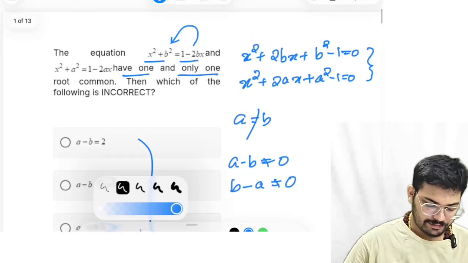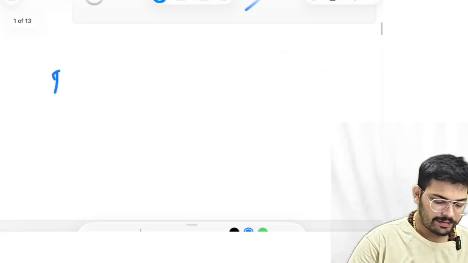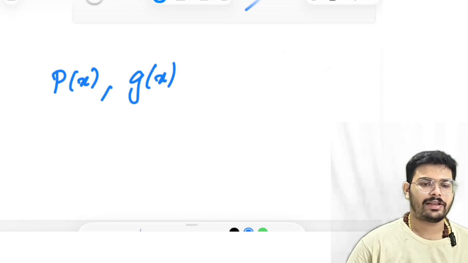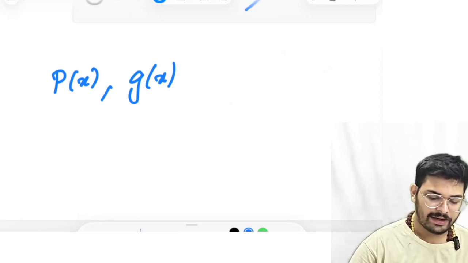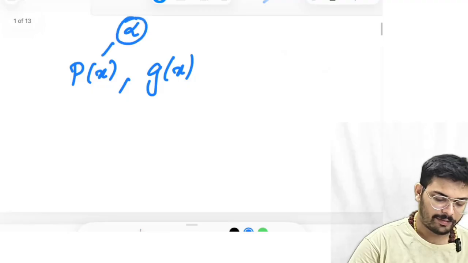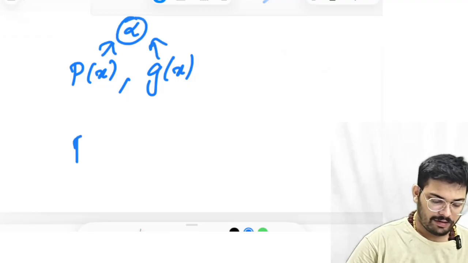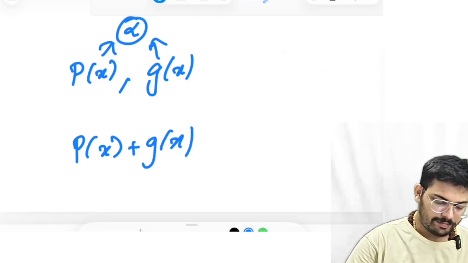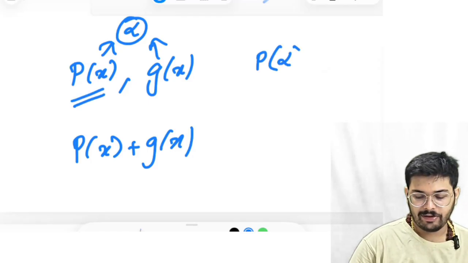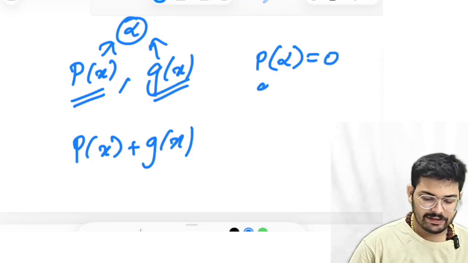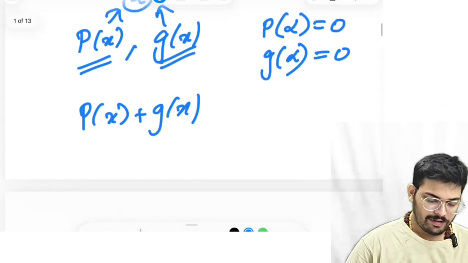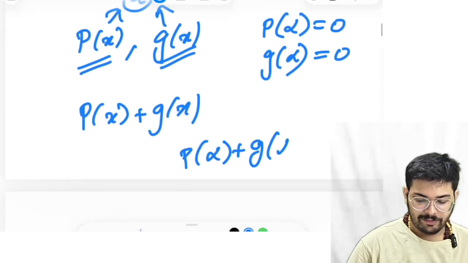Now how will you solve this question? Remember one thing. Suppose the first polynomial I am calling p of x and the other polynomial I am calling g of x. Suppose these two polynomials have the root alpha. Alpha is the root of both polynomials, right? Now what is the root of p of x plus g of x? Since alpha is a root of p of x, p of alpha will be 0. And similarly, since alpha is a root of g of x, g of alpha will also be equal to 0. Now, p of alpha plus g of alpha will be equal to 0.